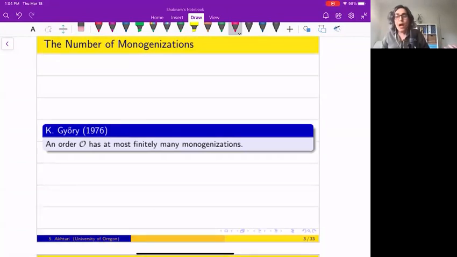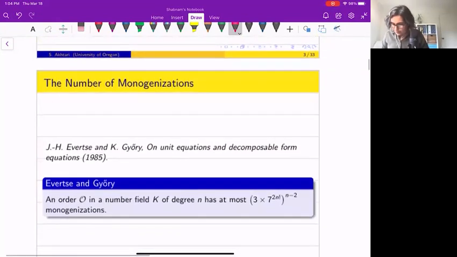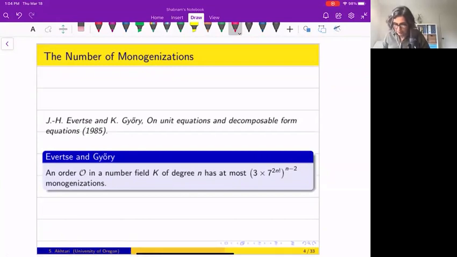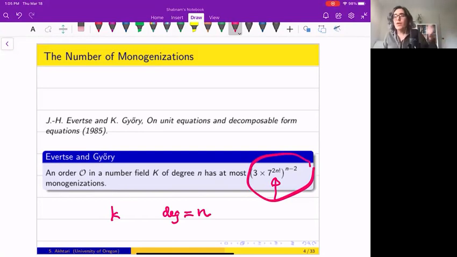As I said, my whole goal is to talk about more quantitative results, like in how many ways, or what is the maximum number of ways possible that you could do that. Even for that, there are very strong results. For example, a result of Evertse and Győry tells us, for a general degree n, so K here is of degree n, if you have a monogenic order, then there are at most this many ways that you can do monogenization. So there are different alpha, beta, or say alpha one, alpha two, and so on, that are not coming from addition of rational integers.